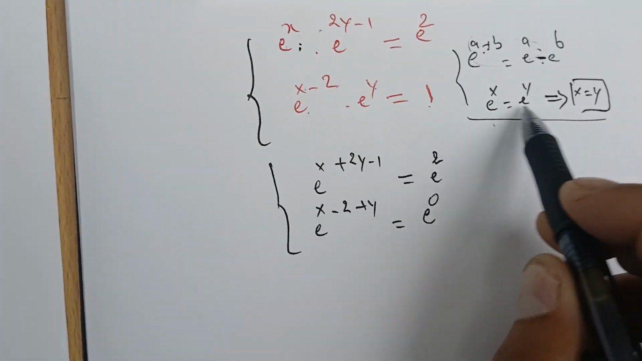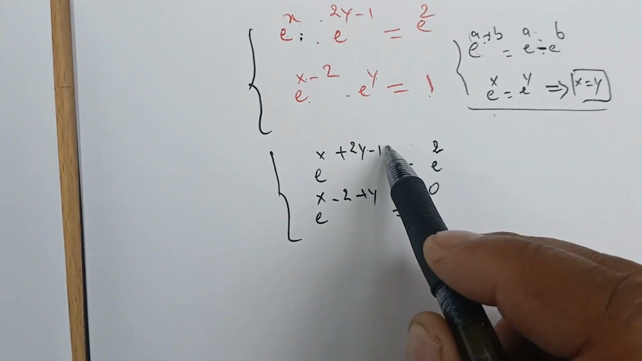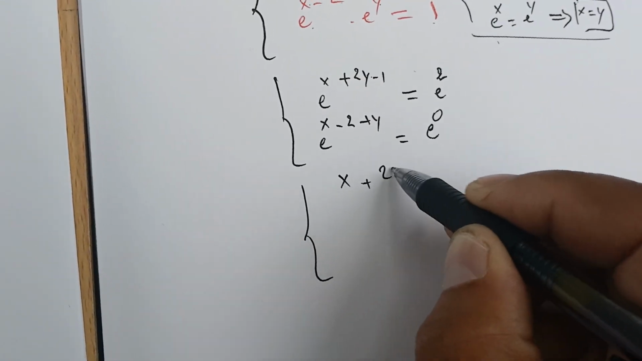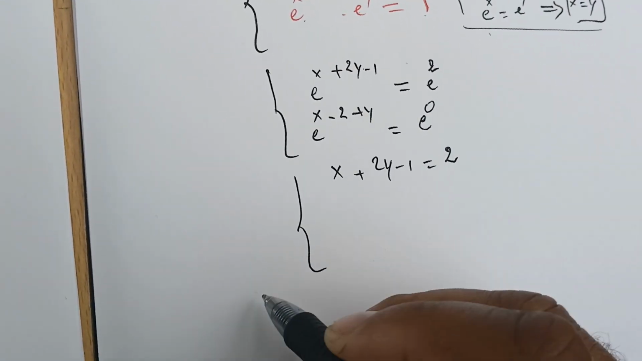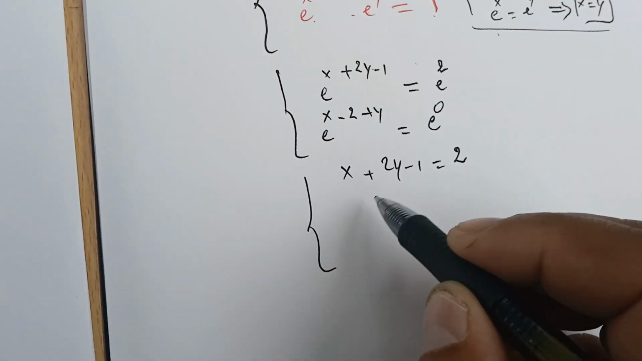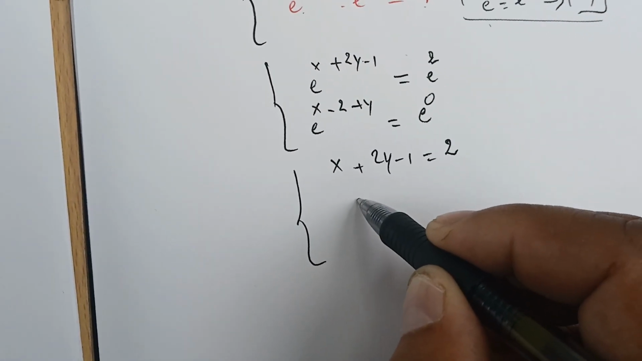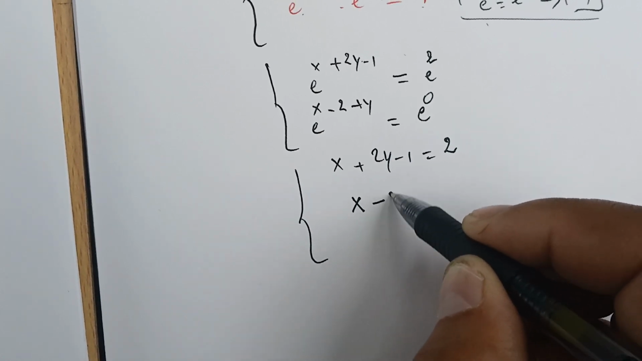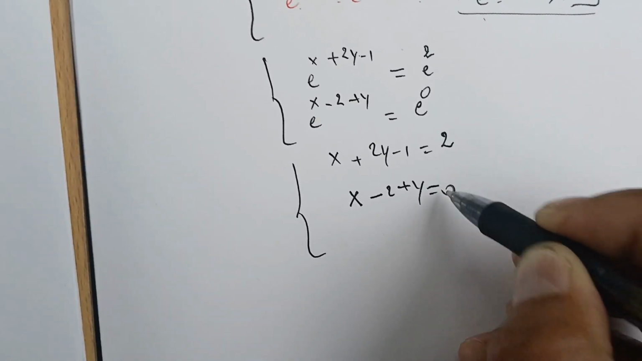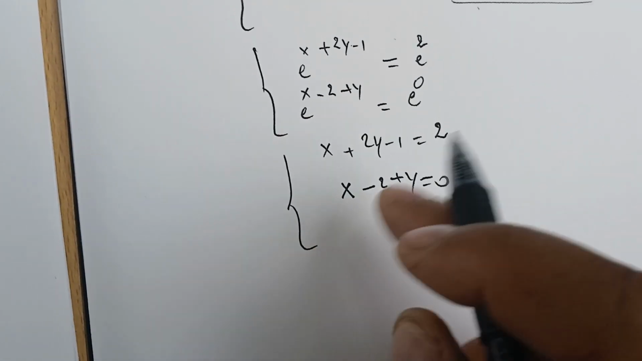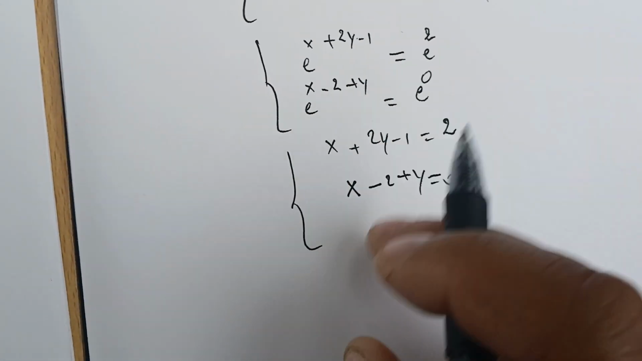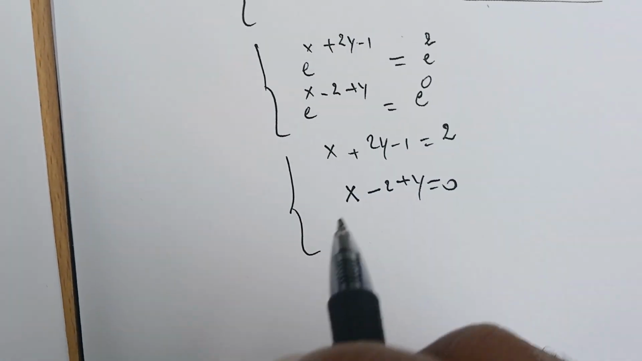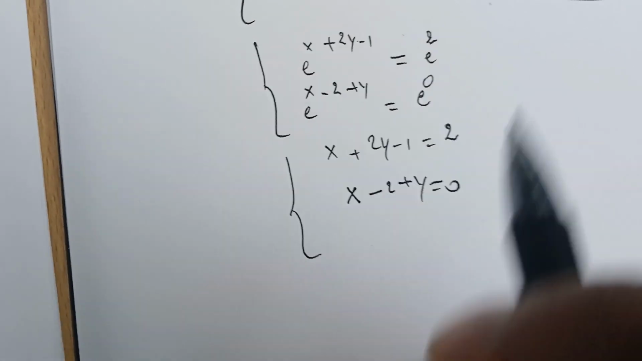Now we're going to use this property here. For this first case, we're going to get x plus 2y minus 1 equals 2. For the second case, x minus 2 plus y equals 0. Okay, now we have these two equations, and we know how to solve this system.